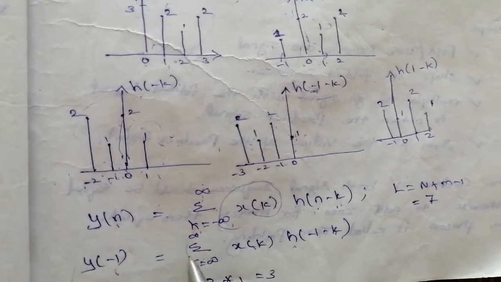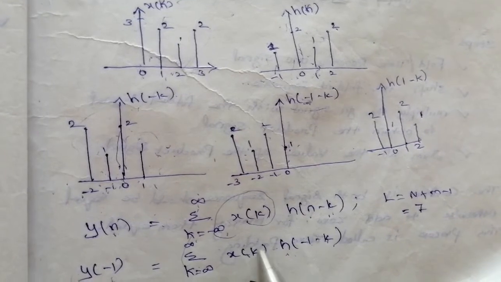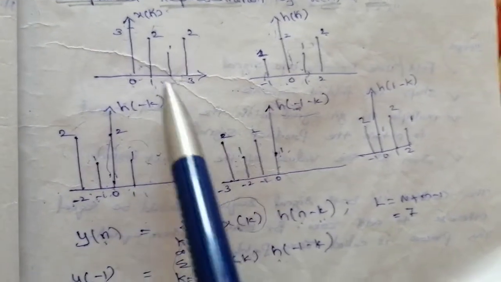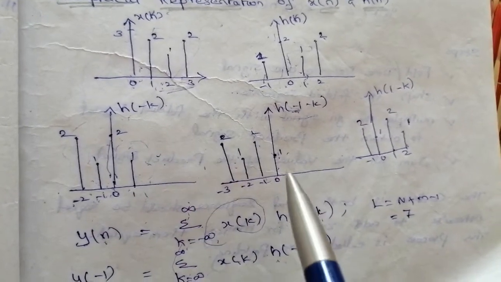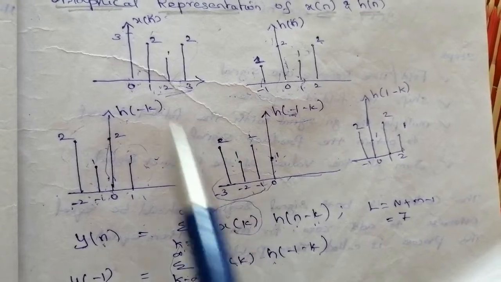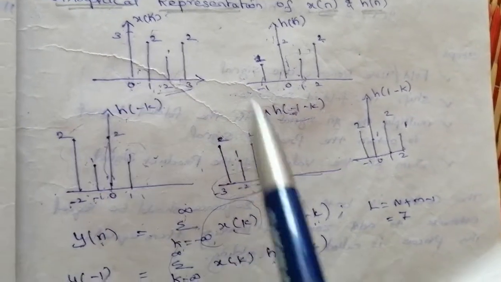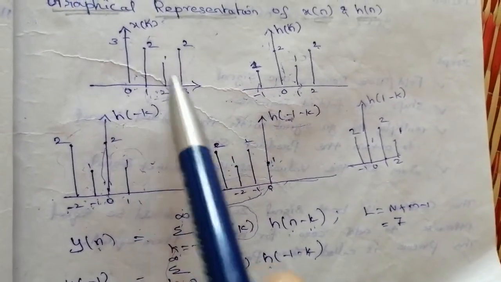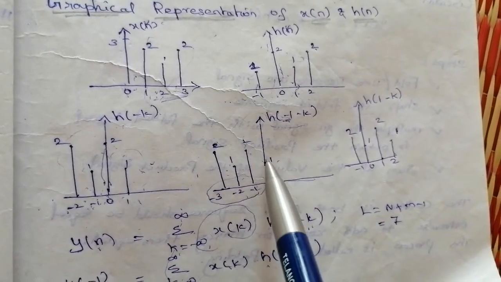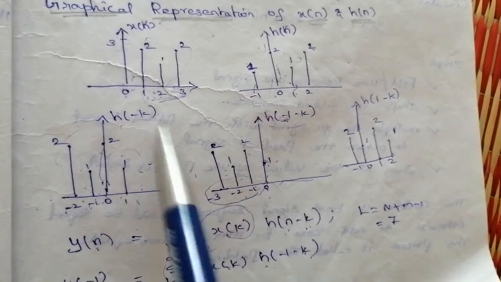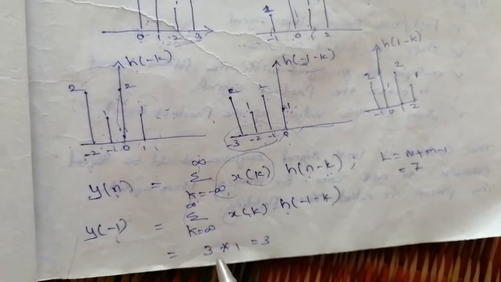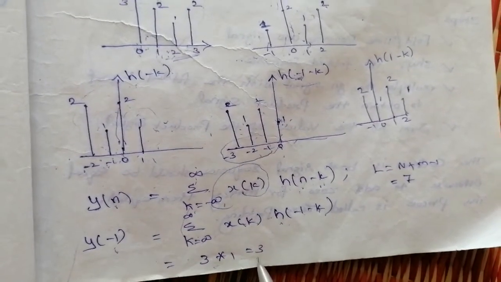Now to substitute this summation range. The summation range is nothing but the common values. Here 0 is common. 1, 2, 3 positive side values are there, but here no positive side. But in h of minus 1 minus k, the negative side values are there, but here there is no negative value. So the common point is 0 only, right? In both diagrams, the common point is 0. So now multiply this common value: here the 0 value is 1, here the 0 value is 3. Multiply these two, 1 into 3, 3. So we get y of minus 1 answer is 3.